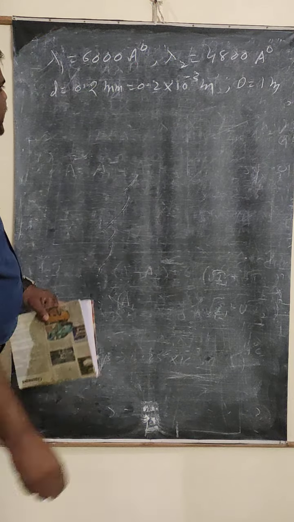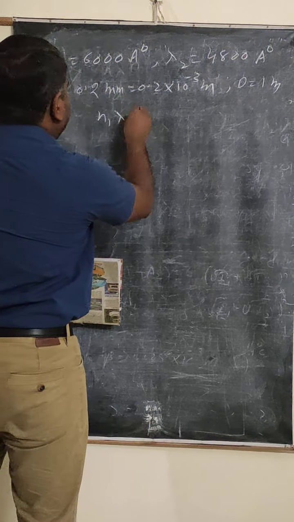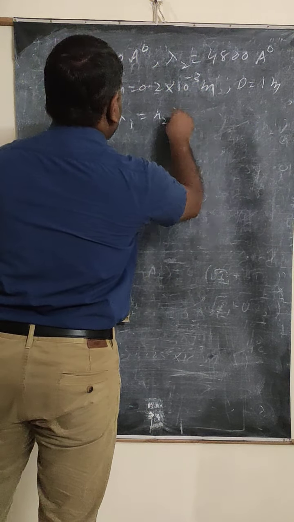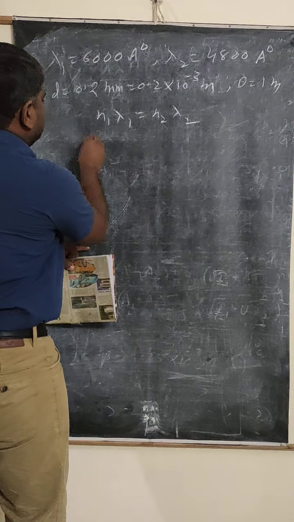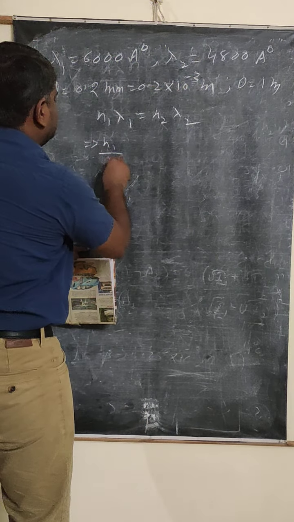Let us write down the first condition: n1 lambda 1 equals n2 lambda 2. That implies n1 by n2.